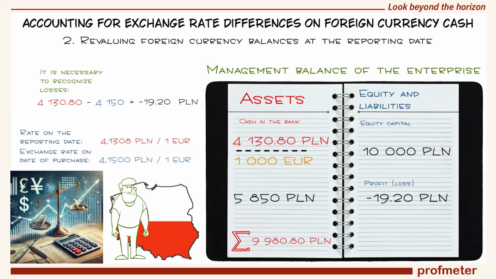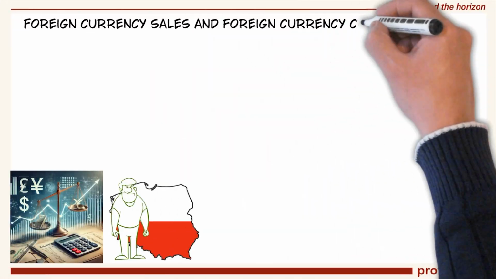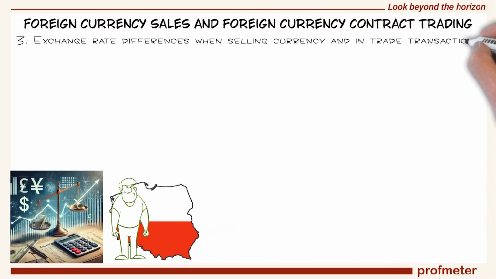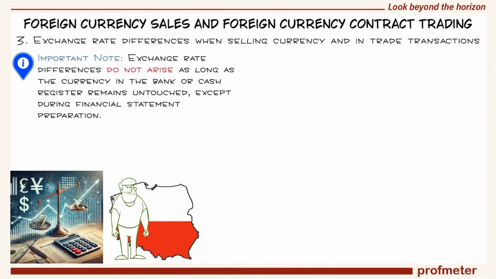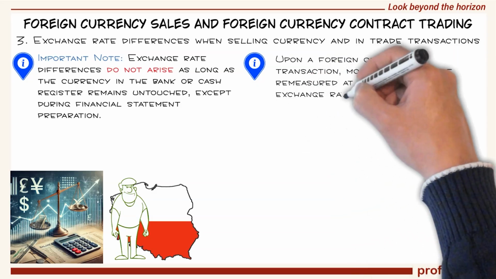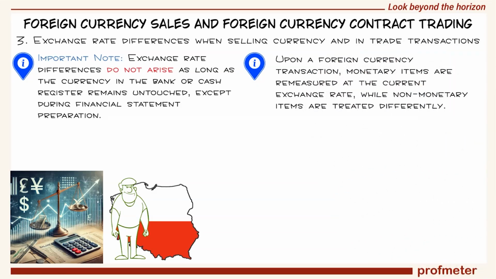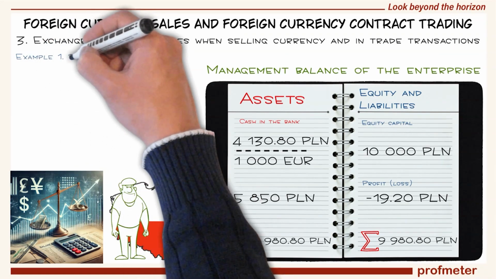We already know what happens with exchange rate differences when buying currency, and what will happen if nothing is done with the currency. When an enterprise uses a currency or converts it into a functional one, a difference may arise between the accounting rate and the actual selling rate. First, a memory note. As long as nothing happens to the currency that is in the bank or in the cash register, except for the case of preparing financial statements, no exchange rate differences arise. But as soon as we use it in a transaction, it must be revalued. Let me explain with two simple examples.